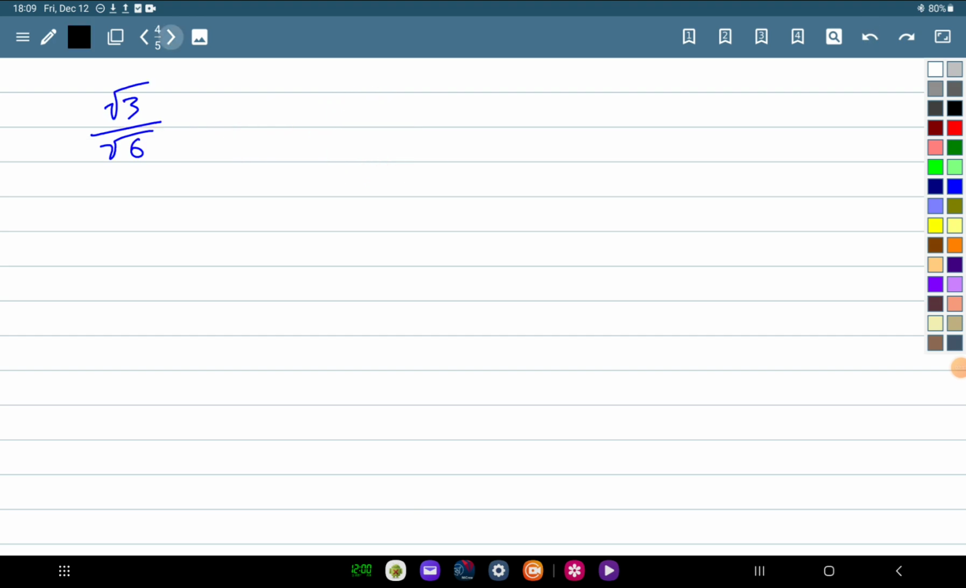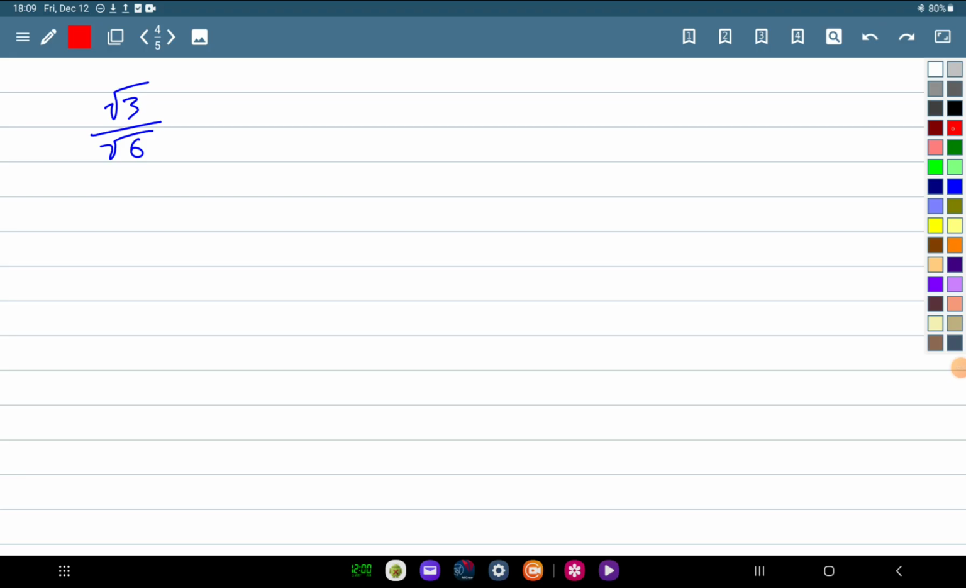Let's do one more. Square root of 3 over square root of 6. And this will be a little more complicated. And by the way, just for the record, this is not going to equal 1/2. It will not, okay? It looks like it might. If this was 3 over 6, yes, that would equal 1/2. But the square roots don't work that way, okay? So this is what we're going to do.